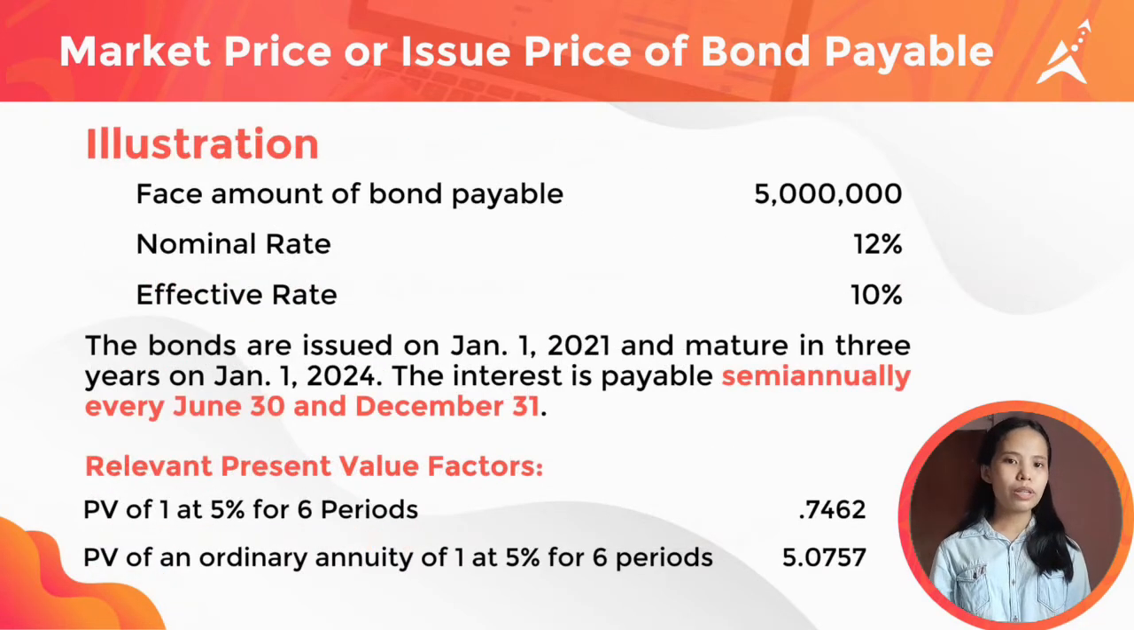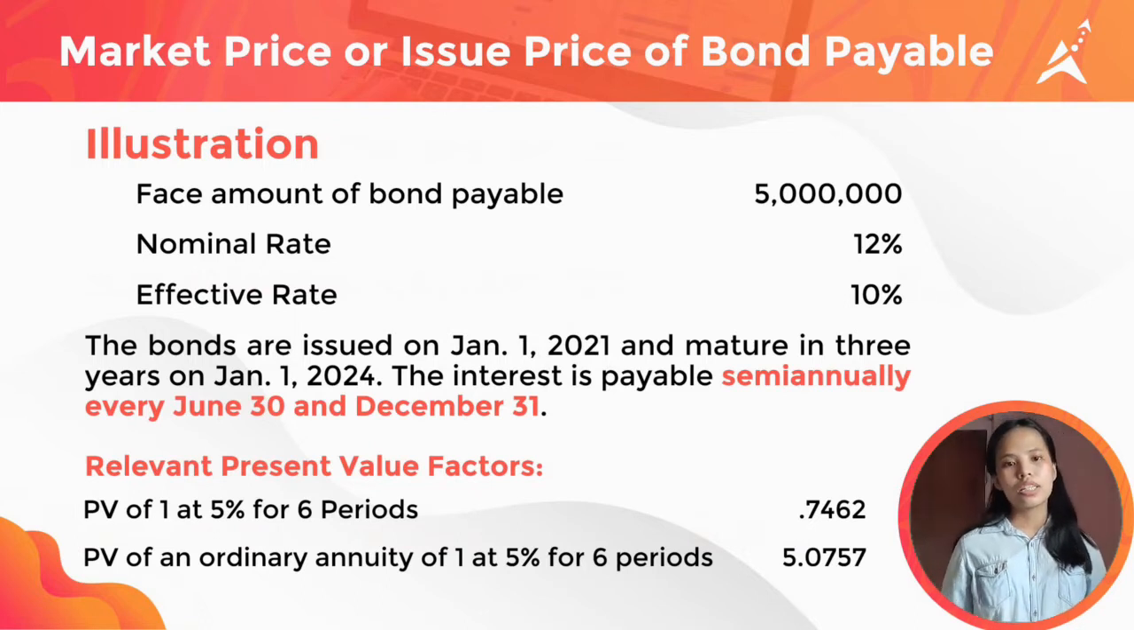Now let's try another illustration with bonds payable at a premium. The face amount of bond payable is 5 million, nominal rate is 12%, the effective rate is 10%. The bonds are issued on January 1, 2021 and mature in 3 years on January 1, 2024. The interest is payable semi-annually every June 30 and December 31. Since it is payable semi-annually, there will be 6 periods in 3 years. So the relevant present value factors are the following.